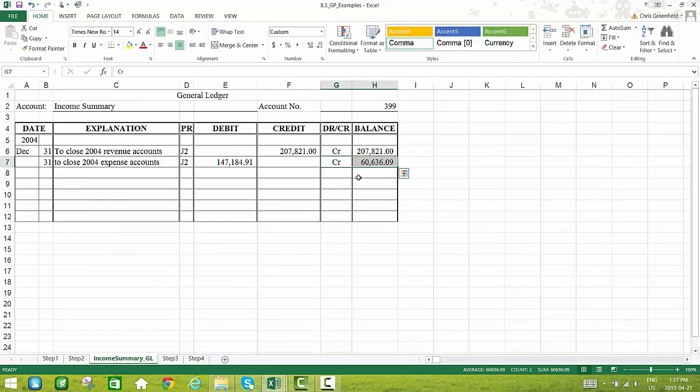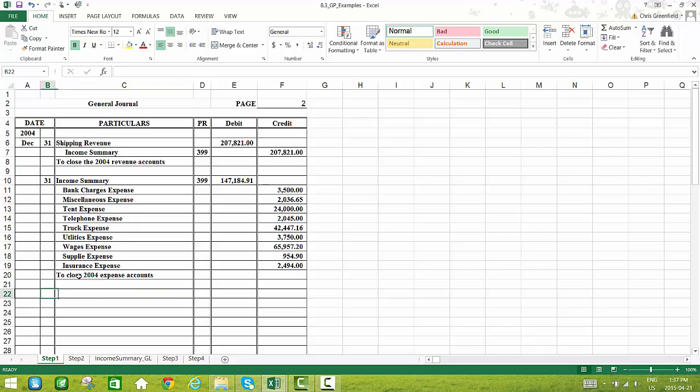So since I have a credit balance for $60,000 here, that means I'm going to need a debit entry for the same amount to bring it to zero. If I'm debiting this, then I have to credit capital. If it was a net loss, it would be switched. I would be debiting the capital account because I'd have a loss to my business and crediting the income summary to bring it to zero.